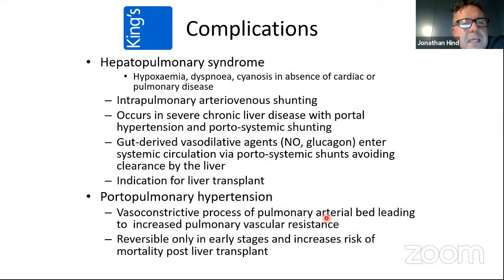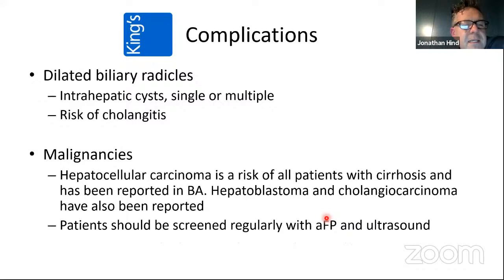There are more rare complications such as hepatopulmonary syndrome. In the interest of time, I won't go into detail on these. You can also get dilated biliary radicals in the liver, which are a risk factor for cholangitis again. And finally, malignancies. So you must screen regularly with tumor markers and ultrasound over the childhood of that child. You don't want to miss that, but it's actually relatively rare in biliary atresia.